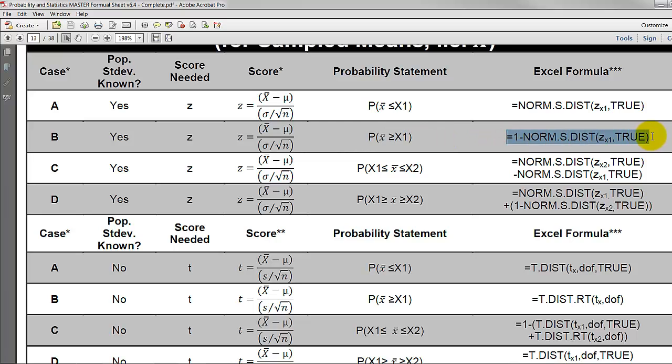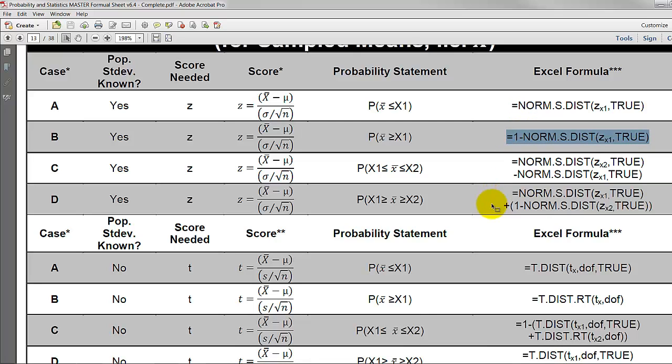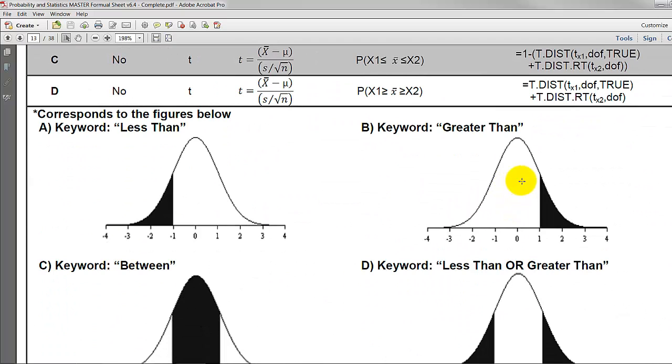We can copy that formula over. Essentially, we have 1 minus norm.dist. What this is actually doing is saying, okay, I'm going to supply a z value here. And if we look at the formula here, what it's actually doing is going to calculate all of this unshaded area. And then to calculate the shaded region, all we're doing is saying, I know that 100% of the area is under the entire curve. So 1, in other words, 100% minus this unshaded part is exactly the black.